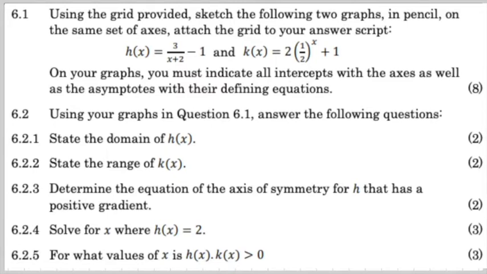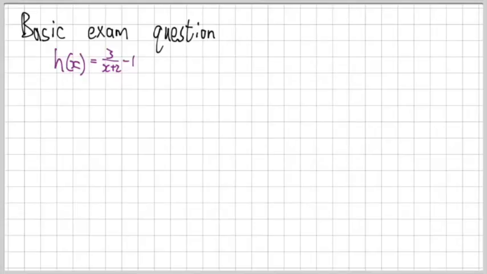Question 6.1 first of all asks us to draw the graph. Before I actually start drawing the graph, I want to read off all the information I can. But for this, I've got to know my theory. So first of all, the a value is 3, which is positive, and therefore the graph lies in the first and third quadrant formed by the asymptotes.